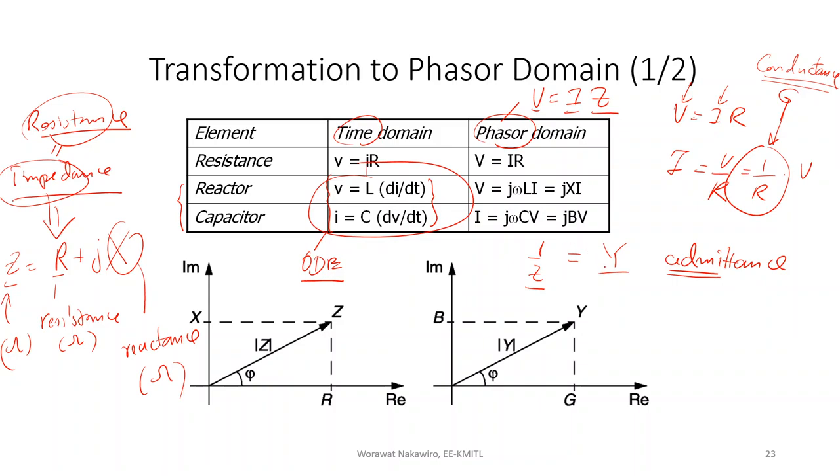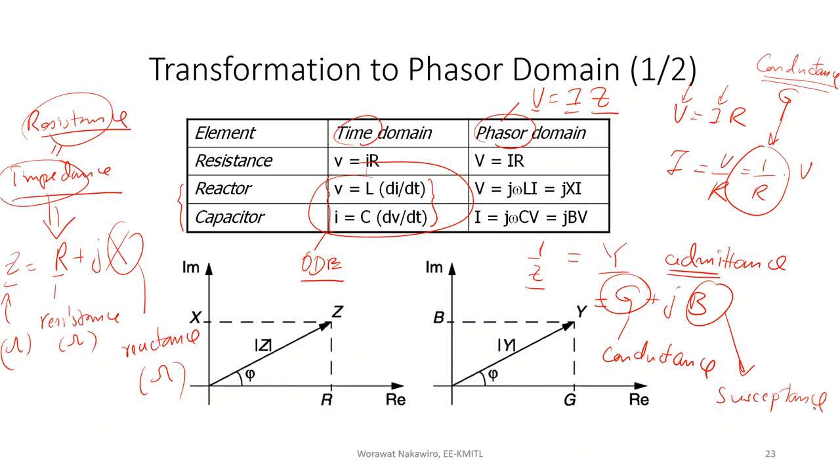So what about the Y here? Y here would consist of two parts. That is G, the conductance, right, plus jB, all right? G here is called conductance, the same as in the DC case, right? Because you see, this is the impedance, and the real part of impedance is also called resistance. So the G here is conductance, right? And what about B? B here has a different name, so you have to remember, okay? B is called susceptance.